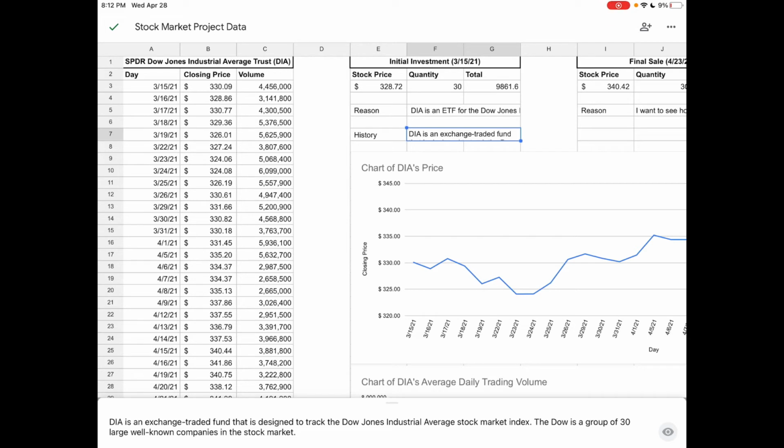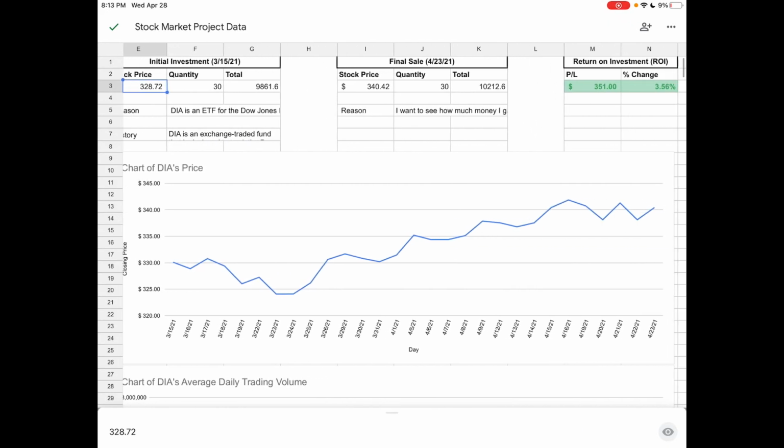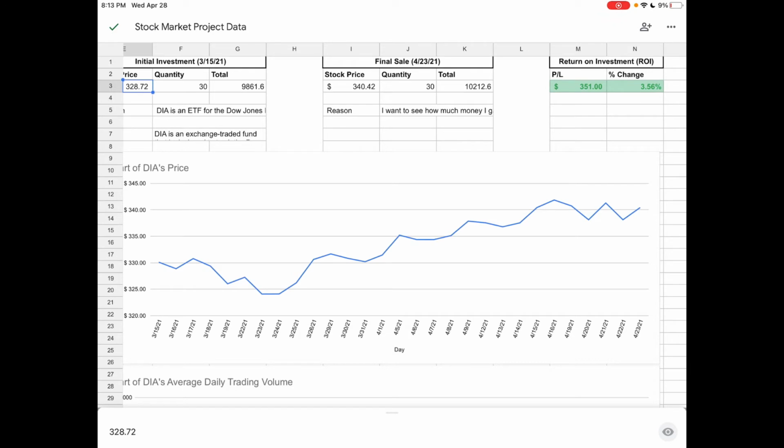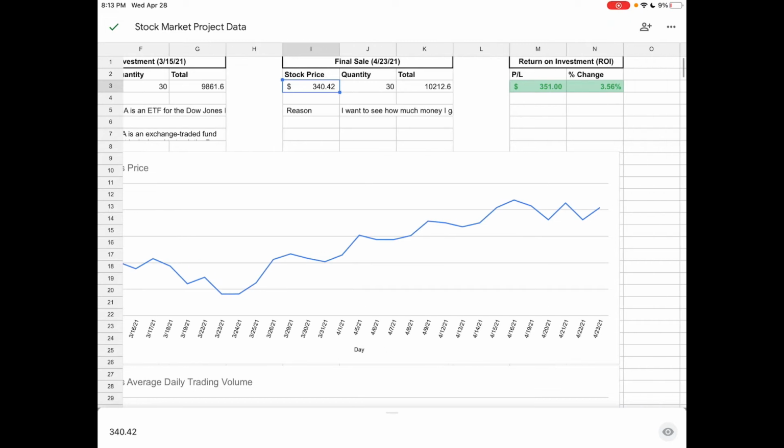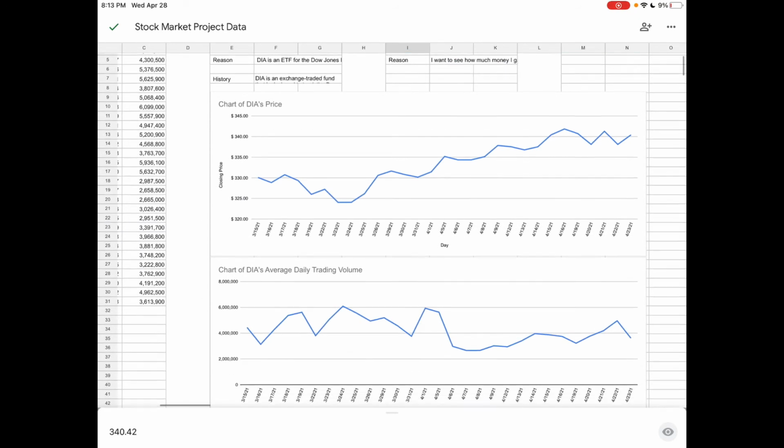Alright, so DIA, I did a market order to buy, and I got in at $328.72, and then did a market order to sell, and I got out at $340.42. My ROI was a profit of $351, and the percent gain was 3.56%. And here are the charts.